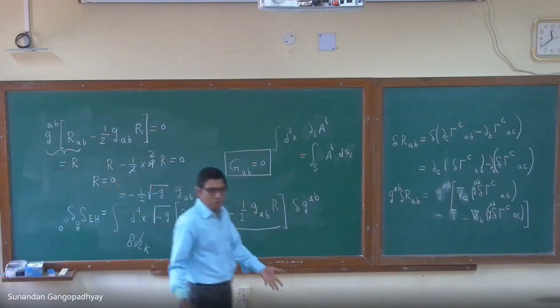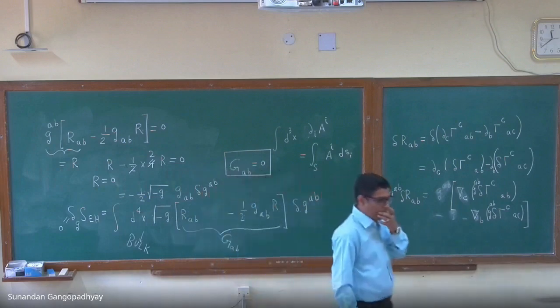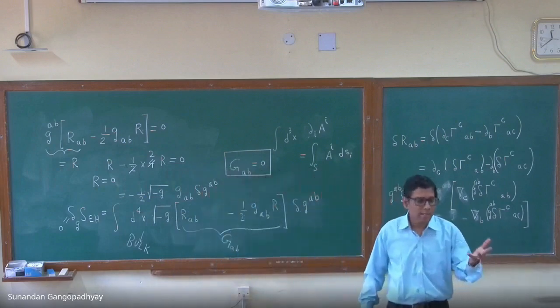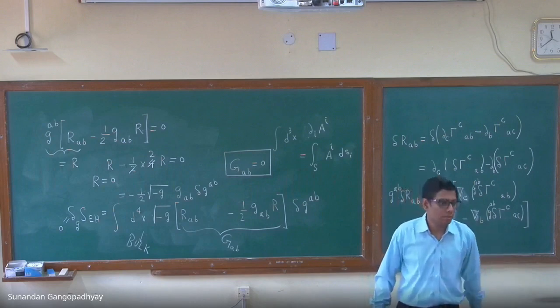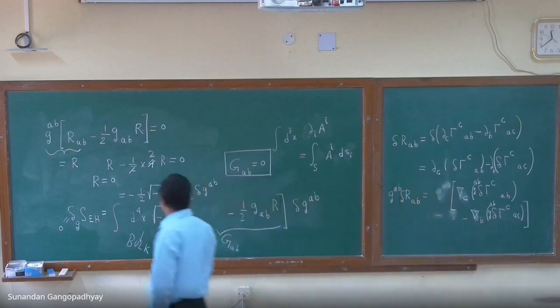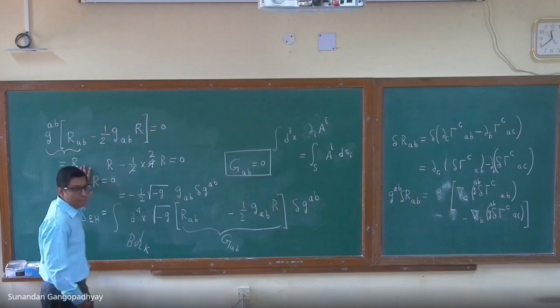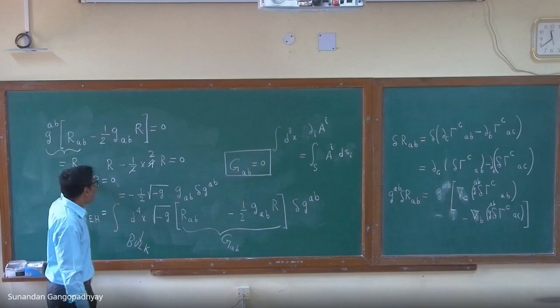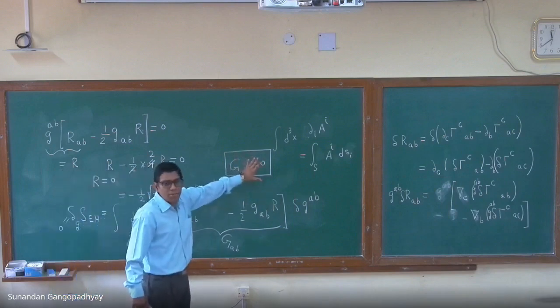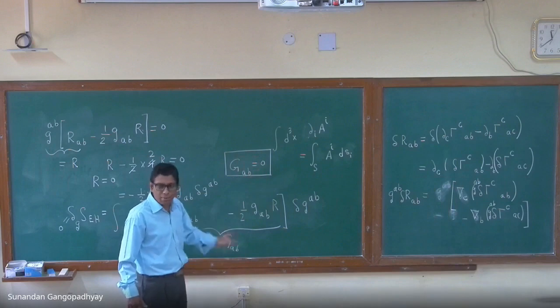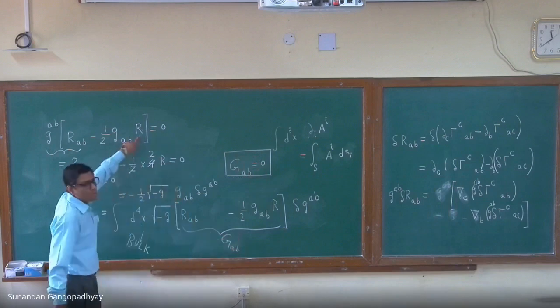So what we have shown is that if the vacuum Einstein field equation is 0, then the Ricci scalar is also 0. It is basically identically 0. It must be 0. Right? So does the field equation simplify further? It simplifies because this term is not there.